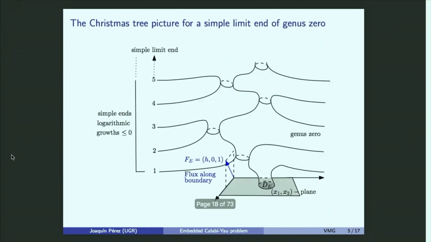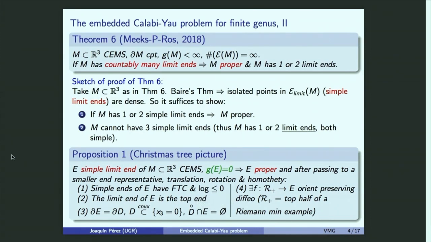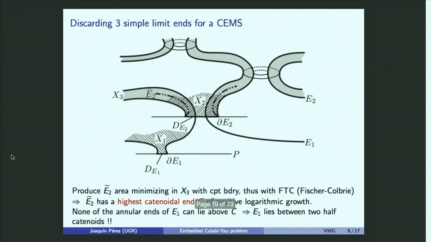Now I want to show you why this second part implies 2, which finishes the theorem. And then I will try to explain some of the arguments that imply properness. So assume by contradiction that we have at least 3 simple limit ends.